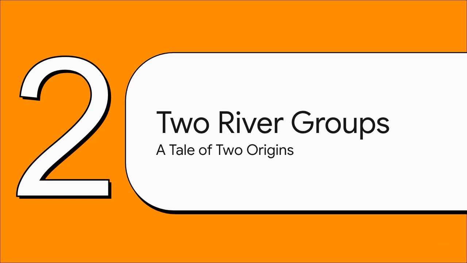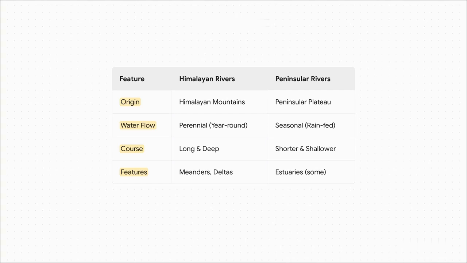All right, we've got the basics down, right? So now we can take these ideas and apply them directly to India. The country's geography is so unique. You've got the unbelievably tall Himalayas up in the north and the really ancient plateau down in the south. And this creates two very, very different families of rivers. And here they are, side by side. The difference is pretty huge.